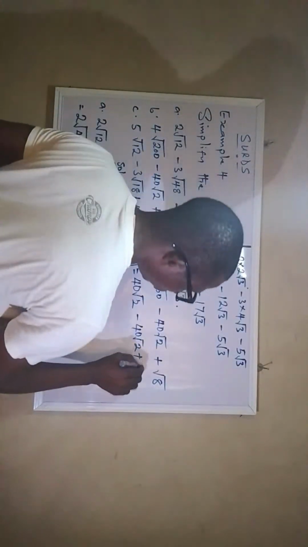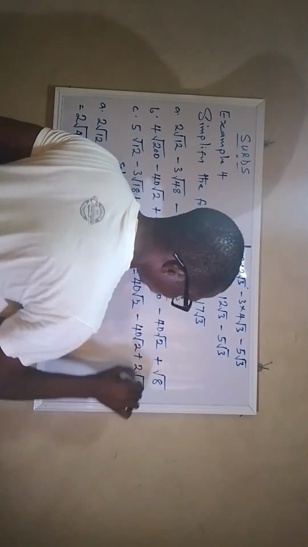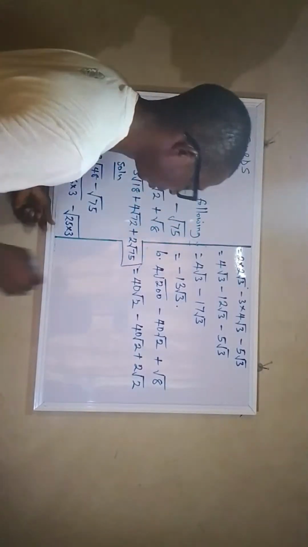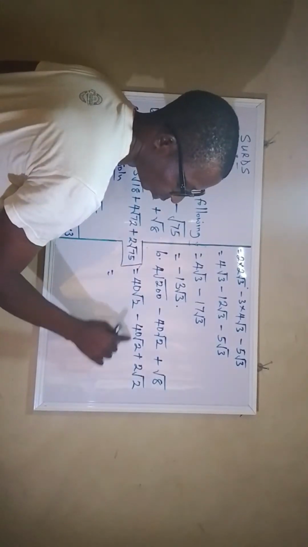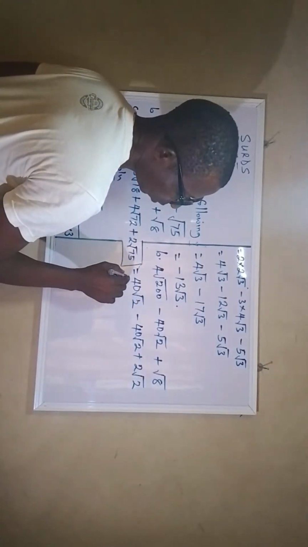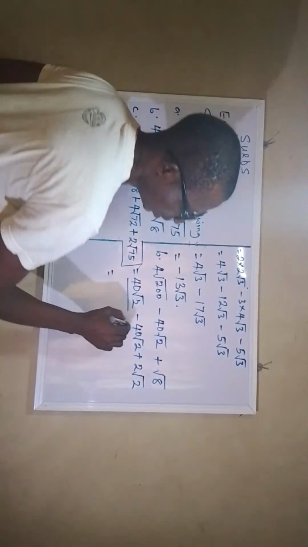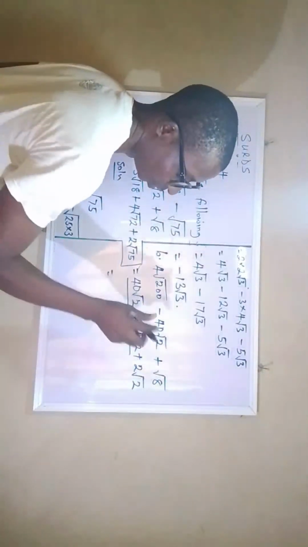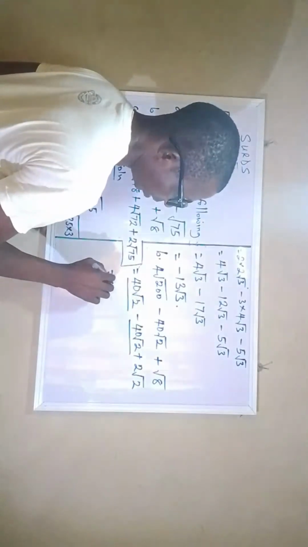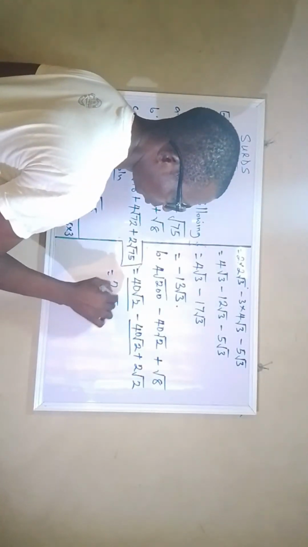So it will be 2 square root of 2. Okay. So now look at this. This and this will cancel out. This is plus 40 square root of 2. This is minus 40 square root of 2. They are the same but opposite sign. So they will cancel out. So the answer will now be what? 2 square root of 2. All right. So that's going to be the answer to that.